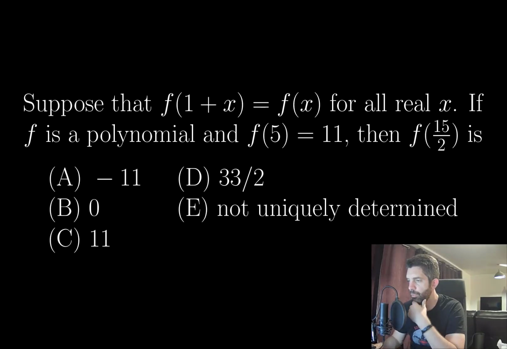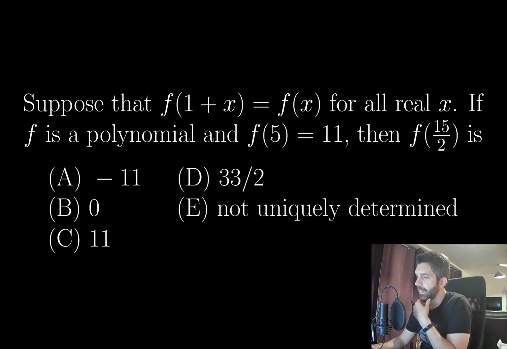Suppose that f of 1 plus x is equal to f of x for all real x. If f is a polynomial and f of 5 equals 11, then f of 15 over 2 is one of these options, possibly not uniquely determined.